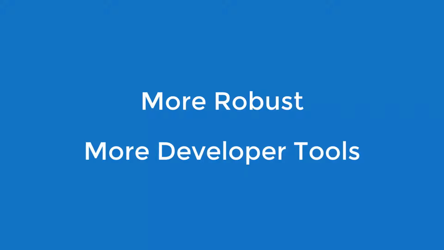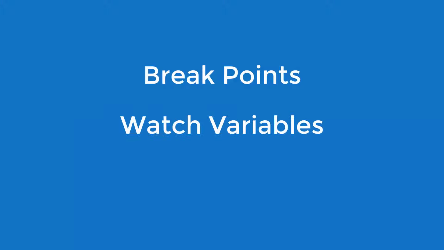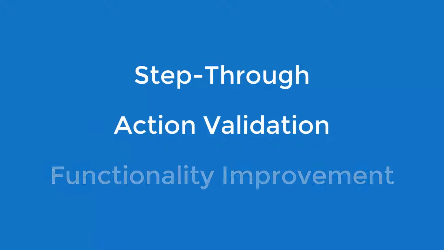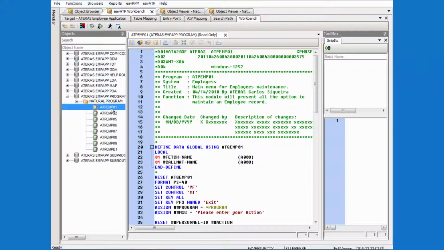One of the most powerful tools in ATP is the fully featured debugger with breakpoints, watch variables, and step-through mode. The debugger can be used to step through a program, validate what's going on inside, and to improve the functionality. To use the debugger, start by opening the desired program and add a breakpoint. This is accomplished with a simple right-click menu option within the Program Edit tab.